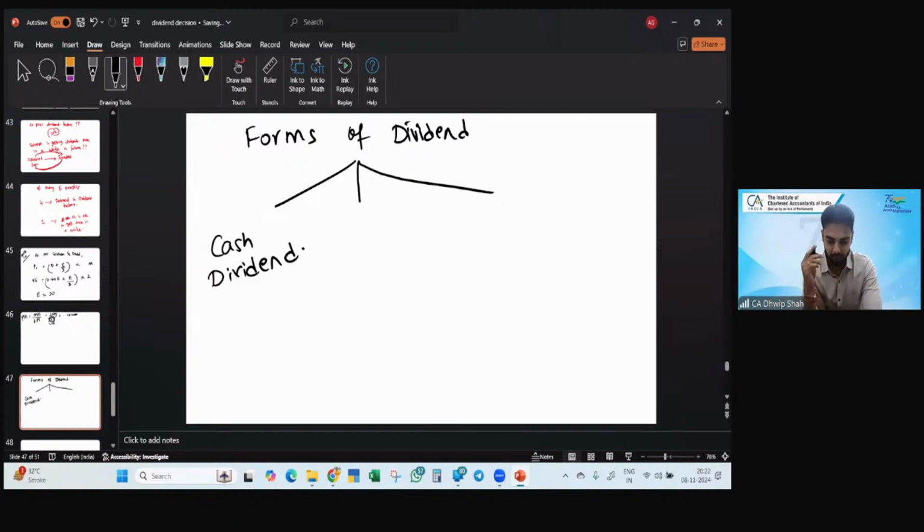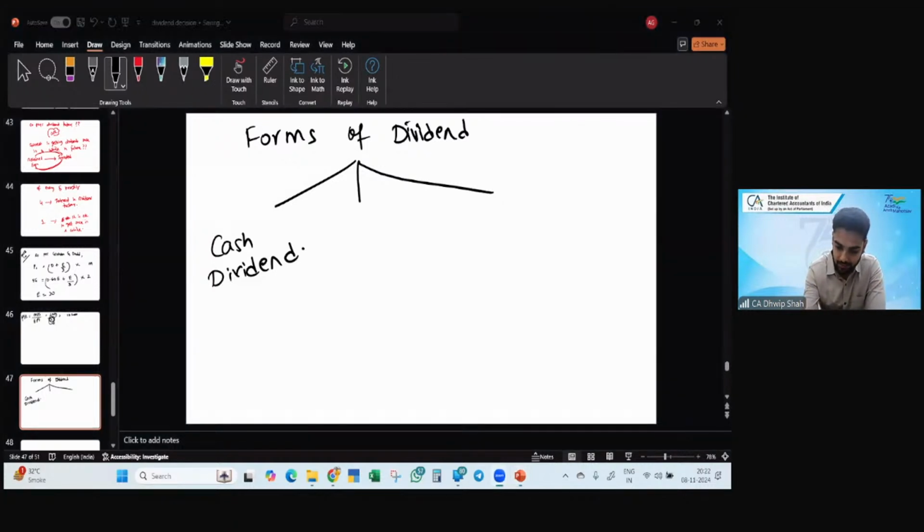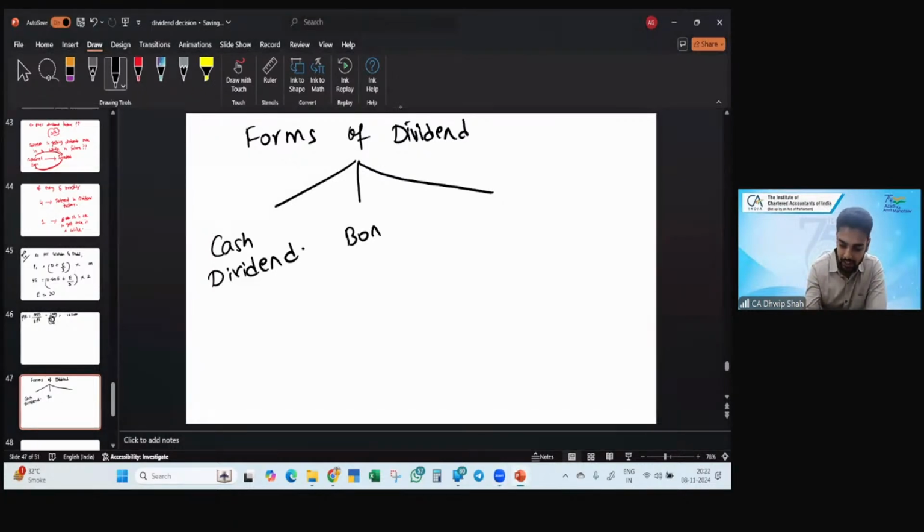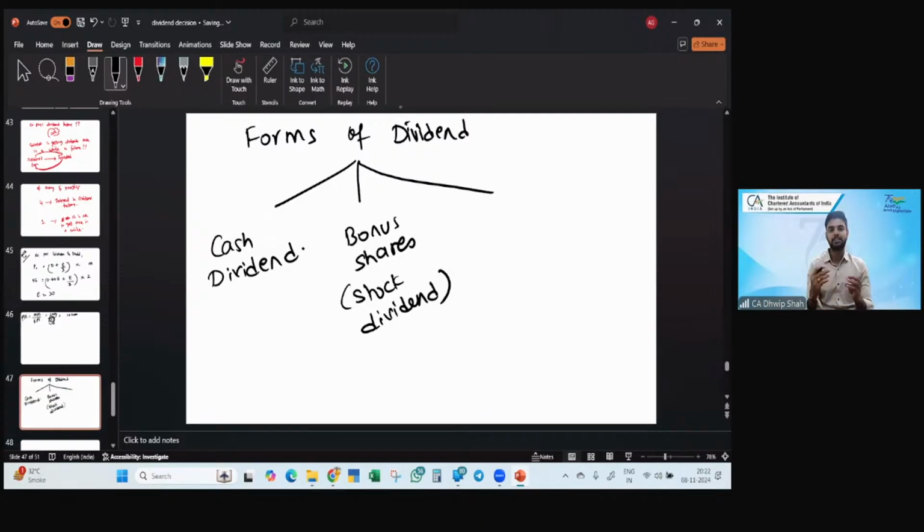Pay cash every year. Second is bonus shares, issuing bonus shares. If the company does not have enough cash with itself, then the company will issue dividend in the form of bonus shares. And technically, it is called stock dividend. It means the company is giving something to the investor, but in the form of shares, not in the form of hard cash, or NEFT, or RTGS. Okay? So this is another form of dividend.